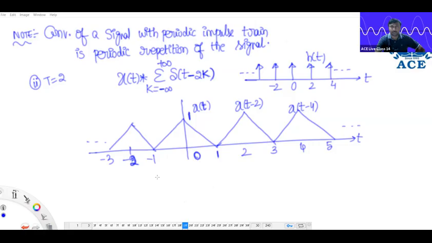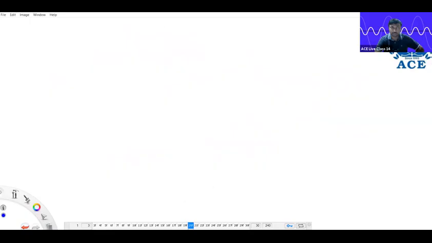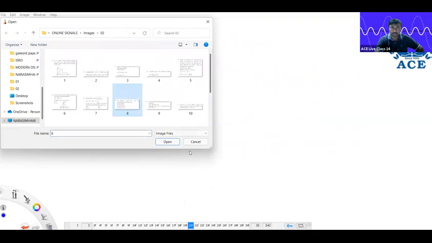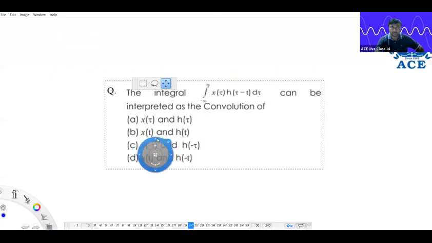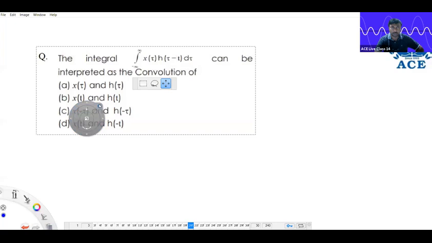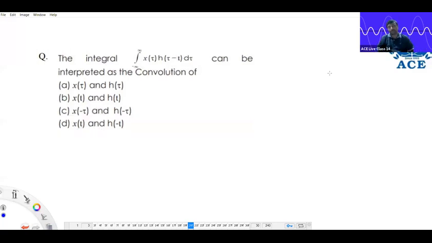Okay, I'm moving to the next slide. Okay, this is an easy question. I hope everyone will answer it without solving. The given integral, the integral from minus infinity to infinity of x of tau h of tau minus t d tau, is looking like convolution of which functions?